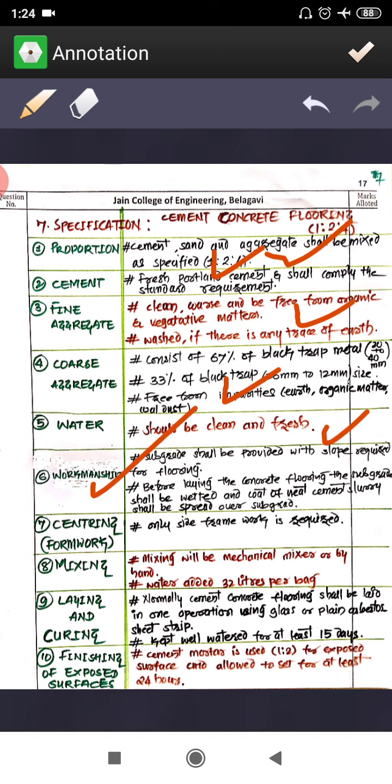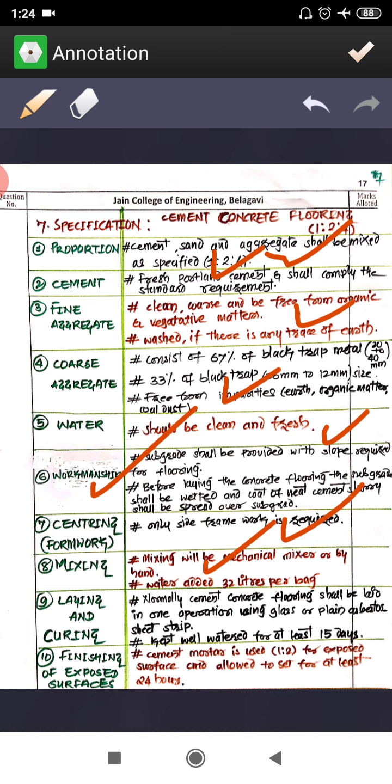Then workmanship, laying, you should first provide the subgrade to lay that. Then over that you are supposed to lay the concreting, and before laying you should sprinkle the water, and make sure that the subgrade is properly wetted. Then centering if required, then only you are supposed to use the centering, and that also for the sides, right? And mixing, as I said, you can use machine mixing or hand mixing, and you are supposed to add 32 liters of water per bag. That is a very important point I have written here.